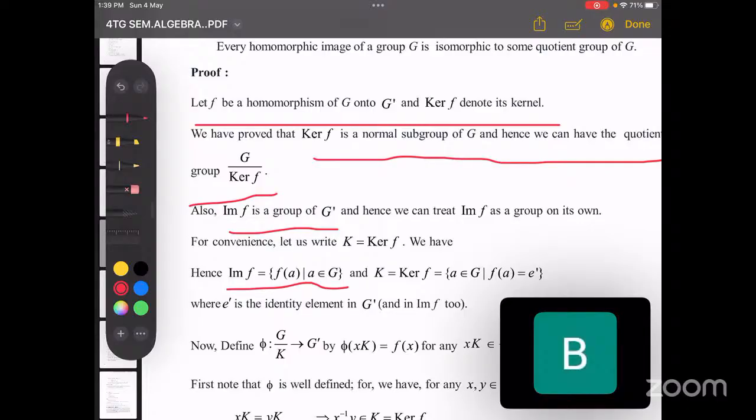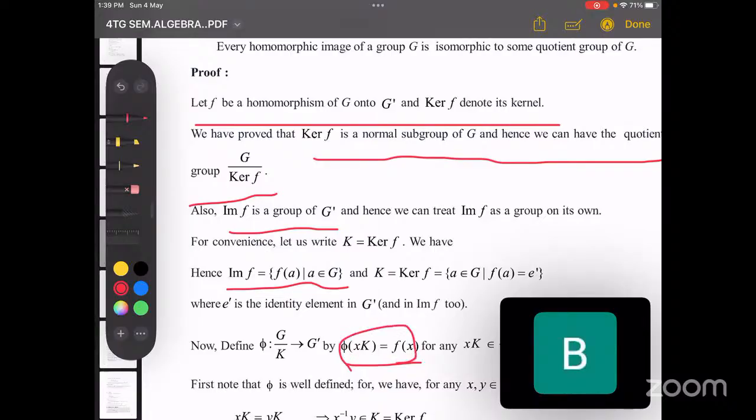After writing all these conditions from the previous theorems, now we define a mapping phi from G by K to G dash, where G by K is the quotient group. We define the function as phi of Kx equals F of X. In solving the theorem, we will use this function.